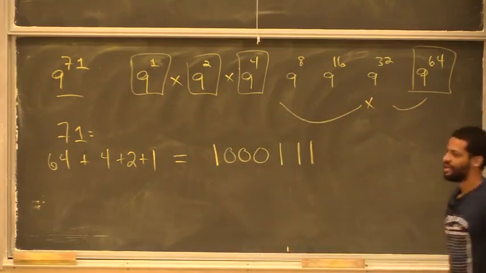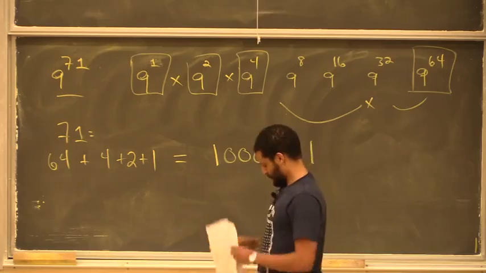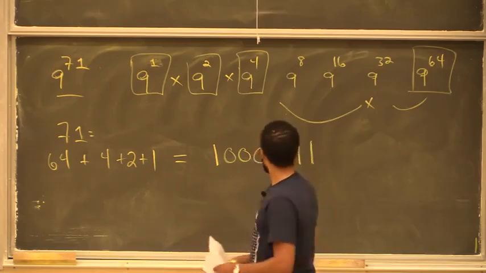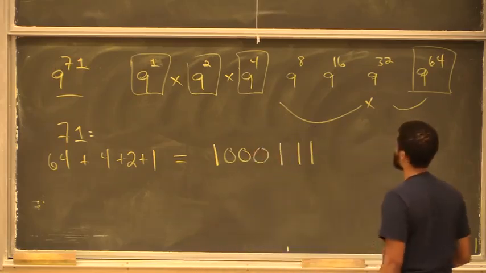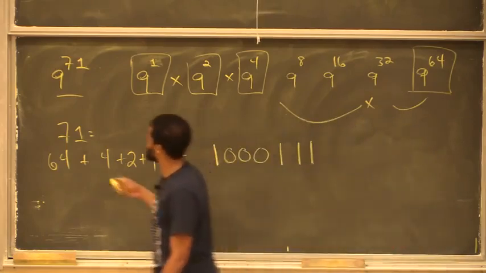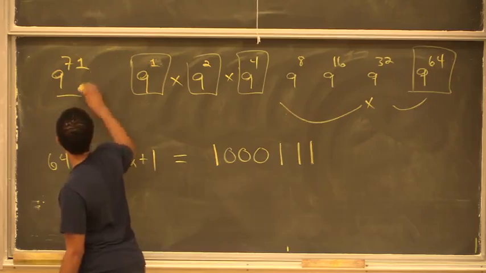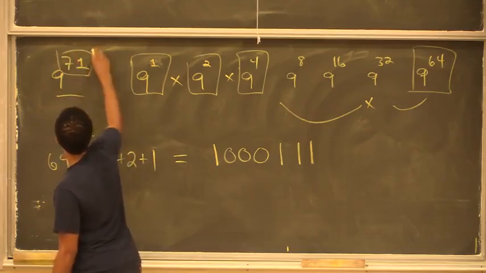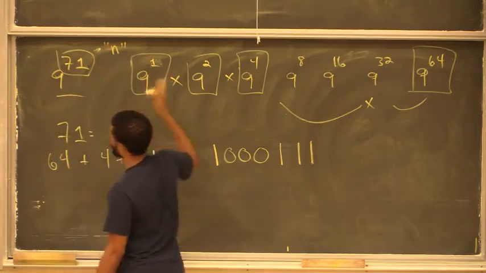So I did about log base 2 of n flops. Well, let's say, more generally, this is n, right? This is my n, 9 to the n, 9 to the 71.